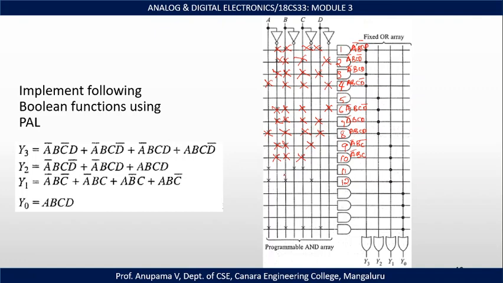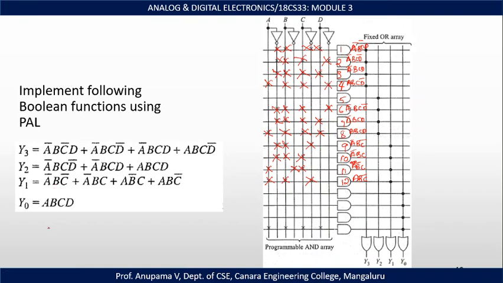The next term is A B bar C. Draw X mark against A B bar C of AND gate 11. Output of AND gate 11 is A B bar C. Next term is A B C bar. So draw X mark against A B C bar of AND gate 12. Output of AND gate 12 is A B C bar, which are the inputs for Y1. So we have implemented Y1.